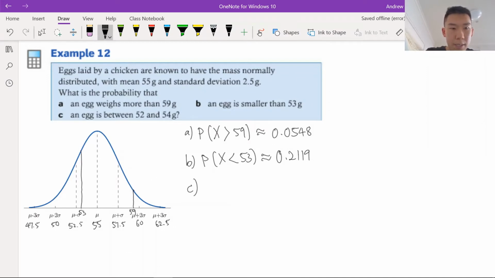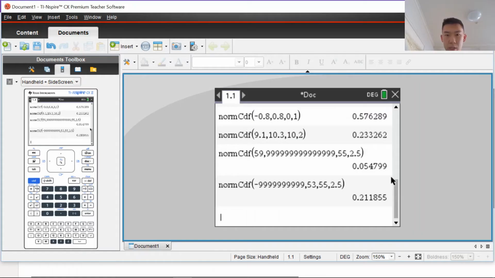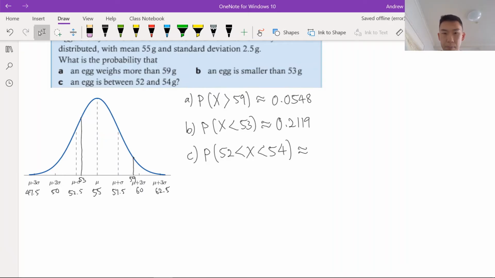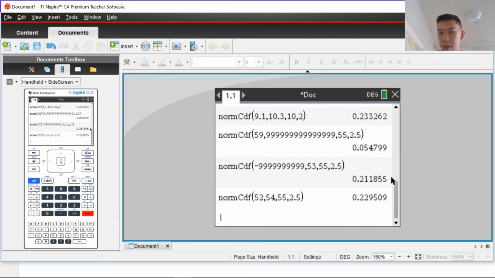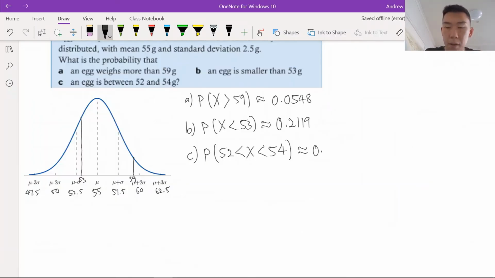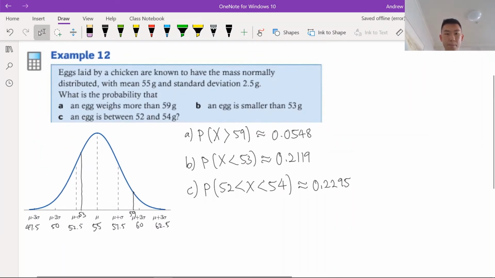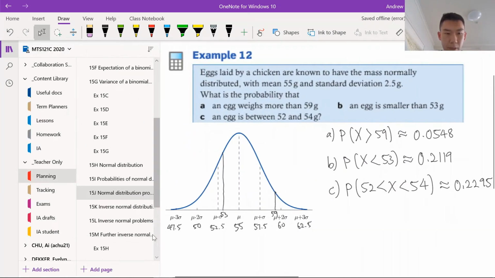And finally, let's do C. An egg is between 52 and 54 grams. I won't label this one because I think you'll get the idea. Let's just find this on the calculator. Okay, so we want between 52 and 54. Boundaries go first, followed by the mean, followed by the standard deviation, 0.2295. Alright, there you have it. Let's continue. Let's keep plowing along.